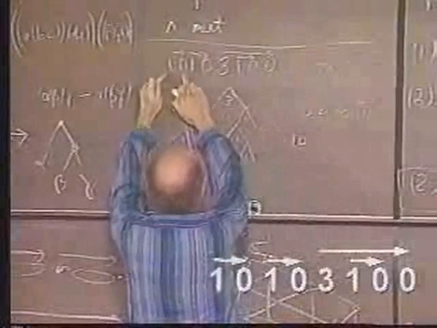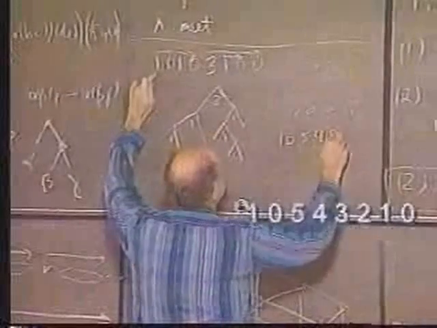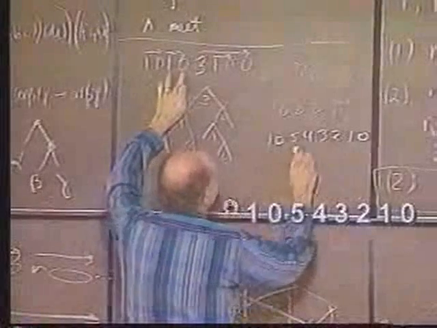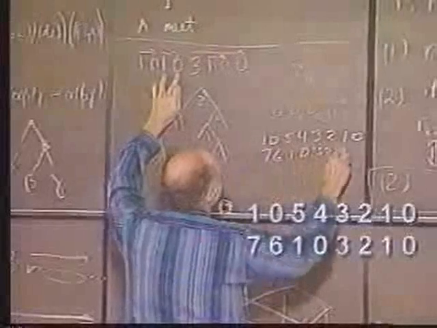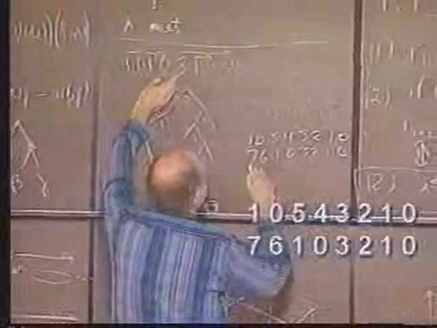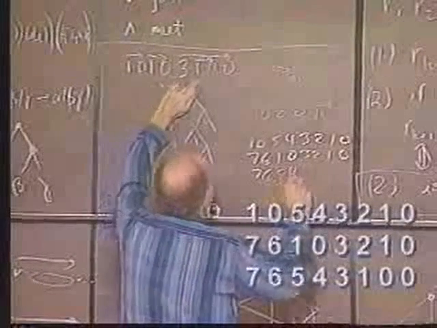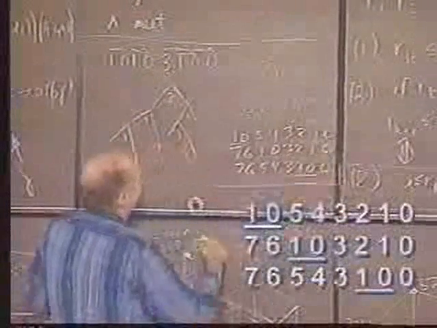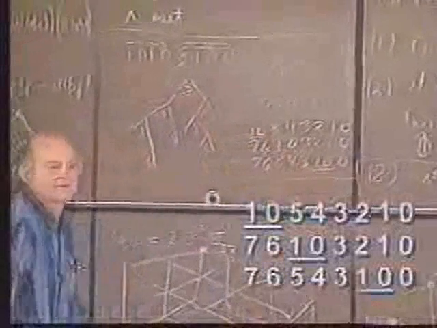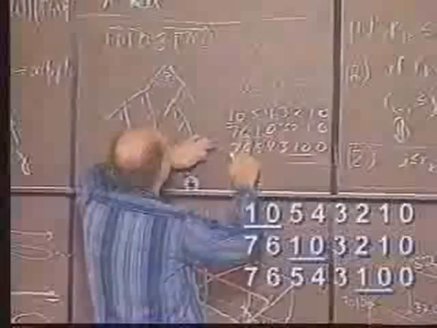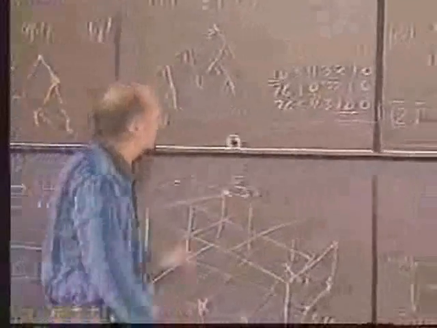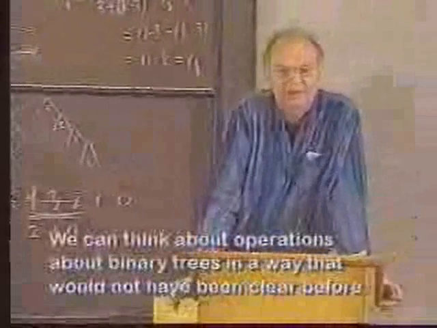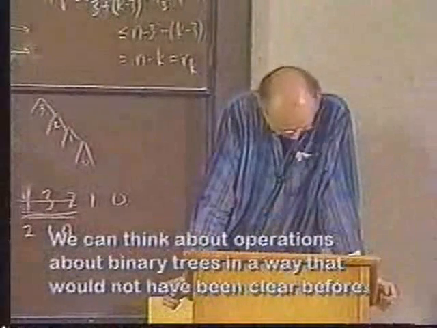I could take, well, this is 1, this is 8, 7, 6, 5, 4, 3, 2, 1, 0. And if then here I zap here, this gives me a 1, 0, 7, 6, 5, 4, 3, 2, 1, 0. And then here I'm going to get 7, 6, 5, 4, I think 3, 1, 0, 0. I just have to zap there, here, and here. And now I take the minimum of these component-wise, I get my 1, 0, 1, 0, 3, 2. So the meet of these three trees is this one. And so in some sense, this is a prime factorization of the tree. So now it gives us another way to look at trees, and we can think about operations on binary trees in a way that would not have been clear before.